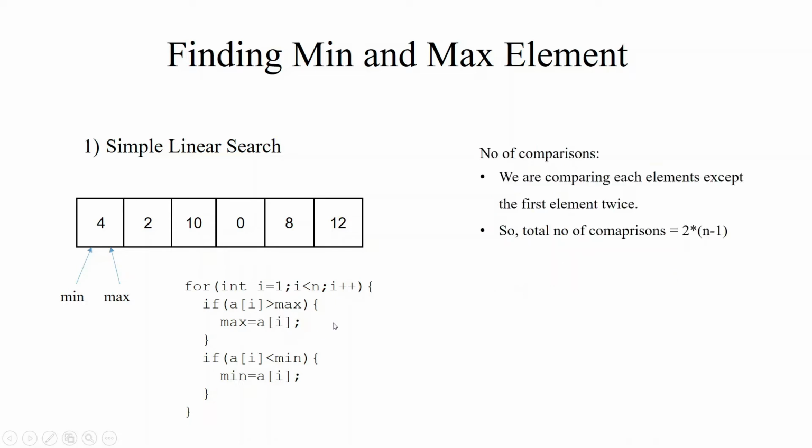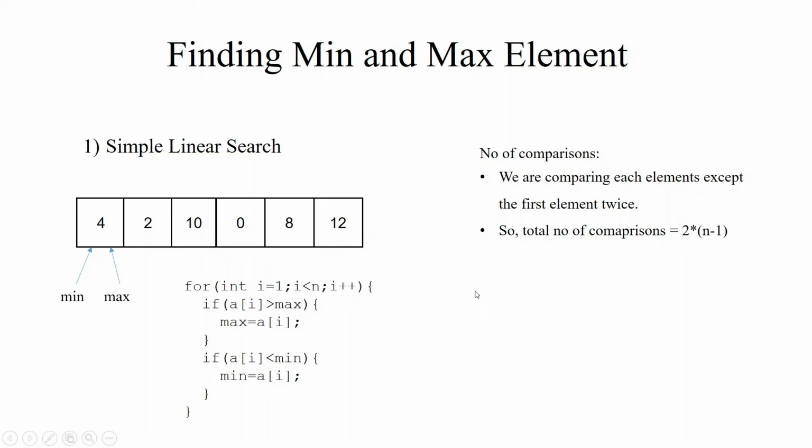And in this method we are making a total of 2 into n minus 1 comparisons, because these n minus 1 elements are being compared 2 times, for checking whether it is greater than maximum or checking whether it is less than minimum.